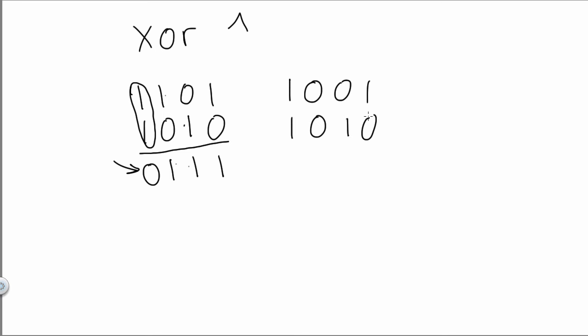So let's go over another example because the last one didn't demonstrate what happens when there are two zeros. Same as if there are two 1s, you get a 0. So basically you only get a 1 when there's a 1 in one number or the other, but not both. You get a 0 when there are two zeros or two 1s.